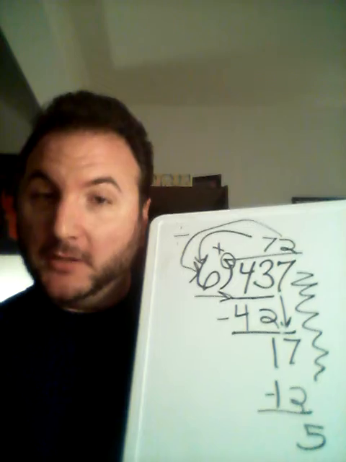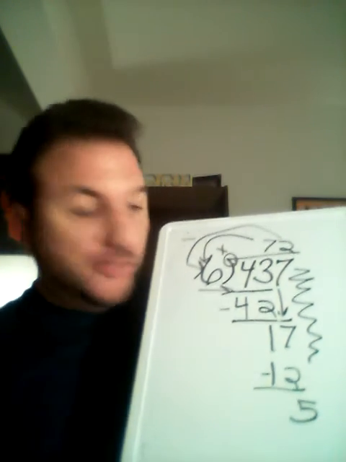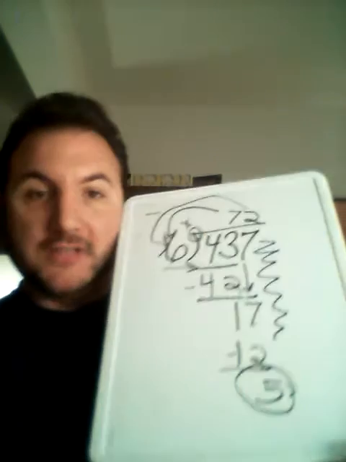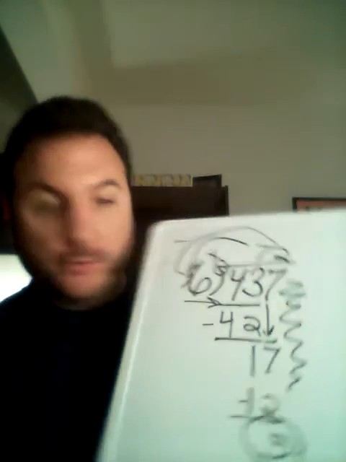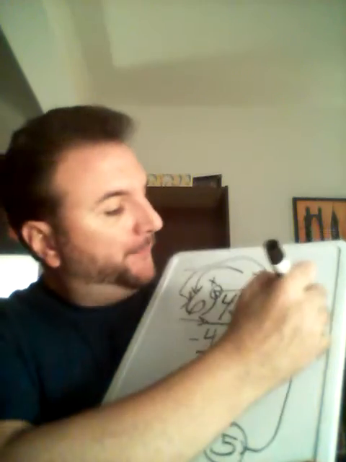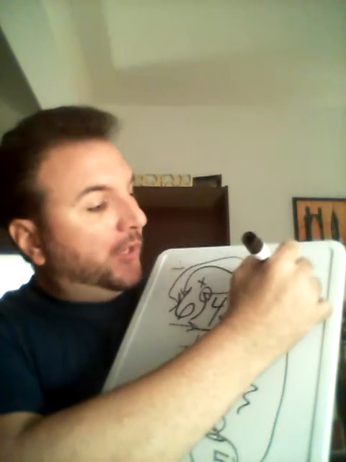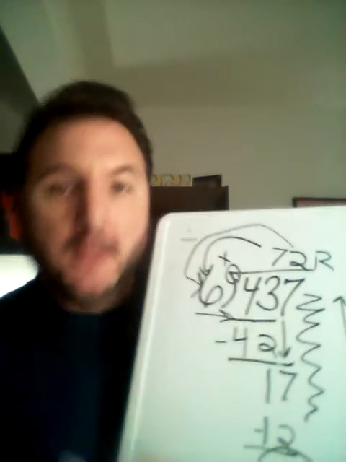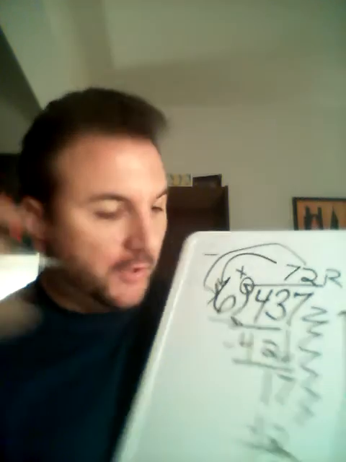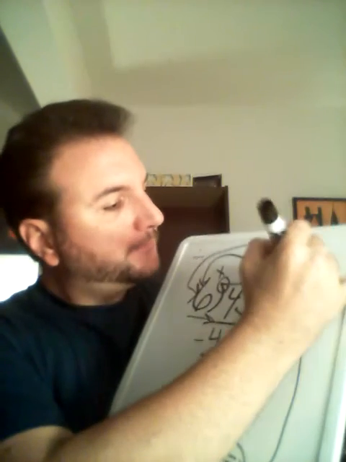So what does that mean? Well, what that means is that's all we could do. So this 5 is what's left over. So what do I do with the 5? I bring it up, put an R next to the 72. That R stands for remainder, meaning what's remaining or what's left over. And then I put the 5.